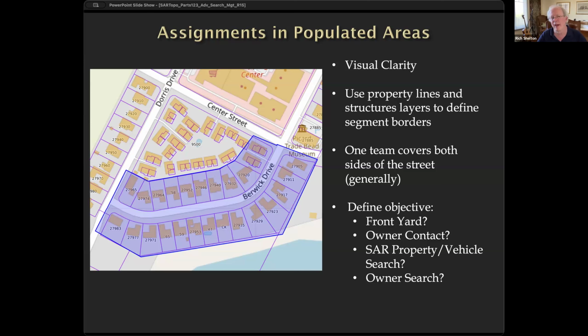And the same goes for fire evacuations. If you're doing door to doors, I think the same approach works really, really well. One team covers both sides of the street. What is the objective on that search? Are we searching just front yards? Are we driving down the road with sirens for an evacuation? Are we contacting owners? Are we searching the vehicles and such? Are we asking the owners to search their house? Each one of those approaches takes a different amount of time, and therefore the number of houses a search crew can cover varies a lot. So I usually try to measure that out.